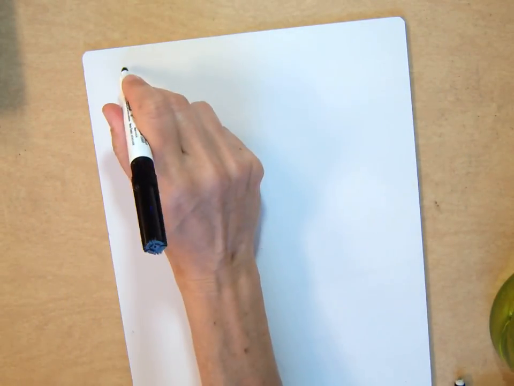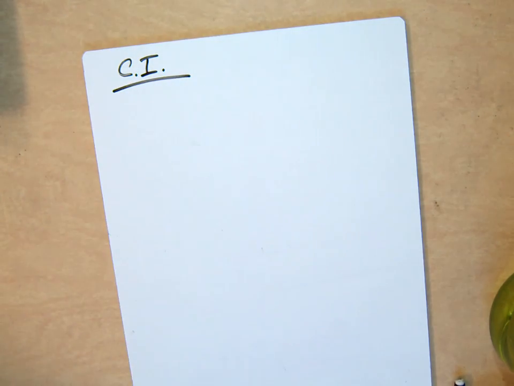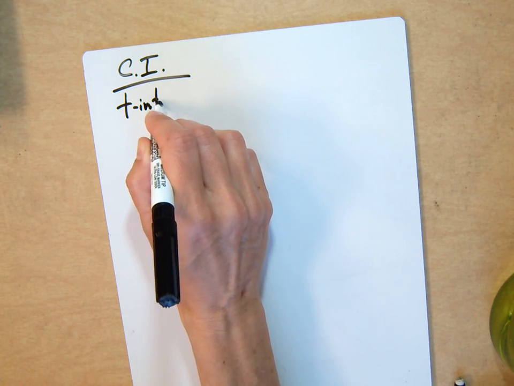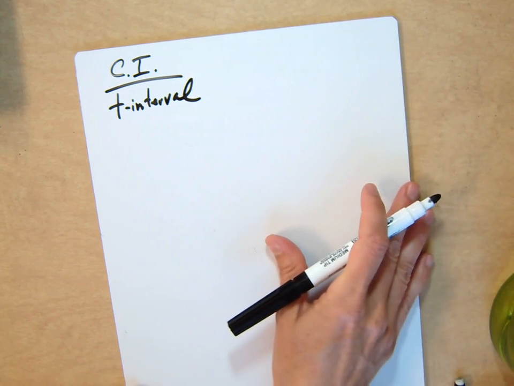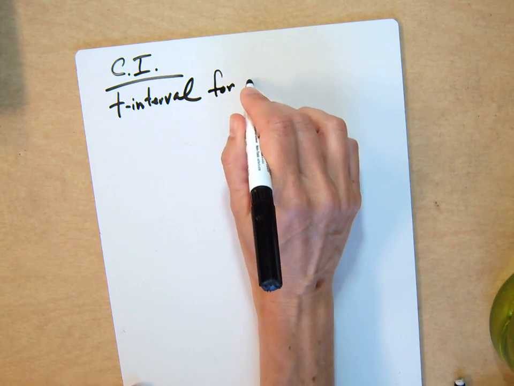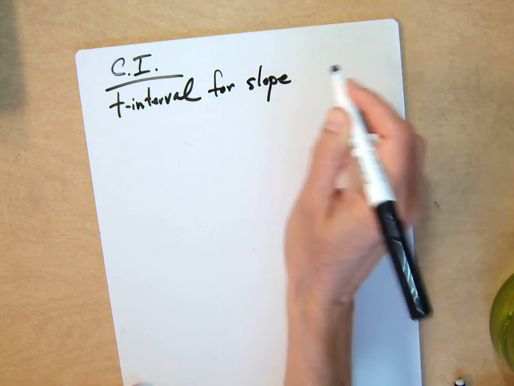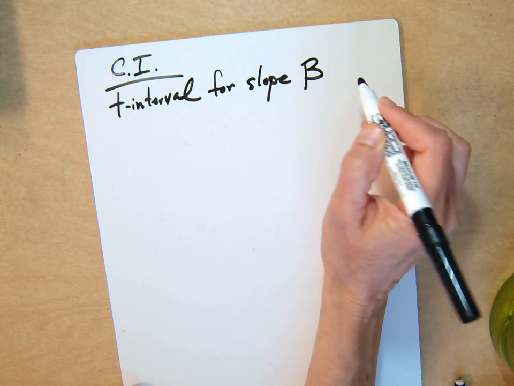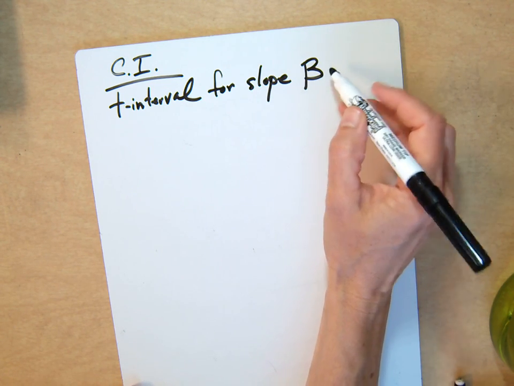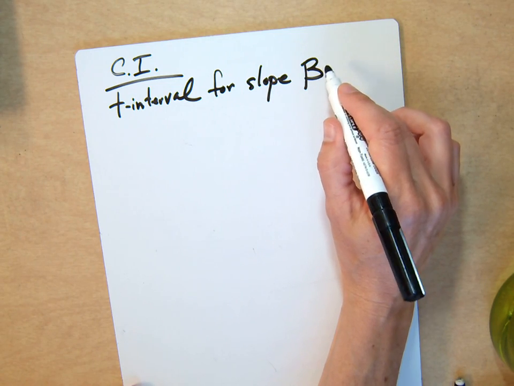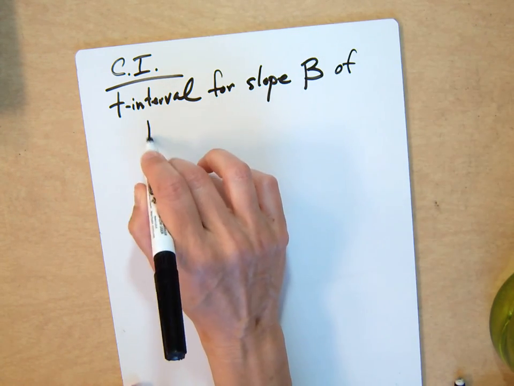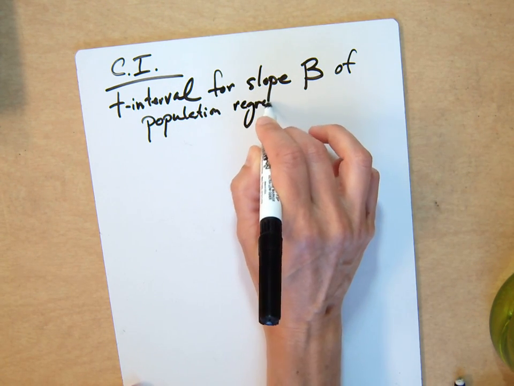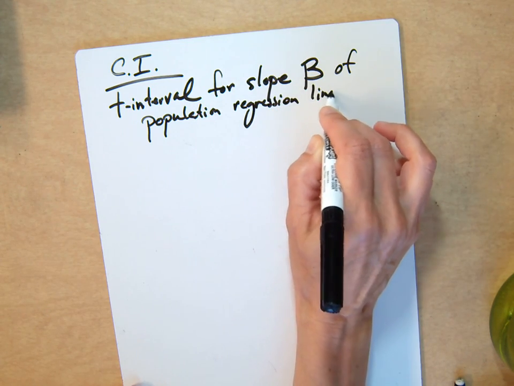Now our formulas for confidence intervals or testing a claim are these. When we do a confidence interval, which you'll do today, and then on Monday we'll do tests, you're going to do the t interval like we did for means, and it's on the slope. That's what we care about: how much change is there in y for every unit of x. Beta is the population slope, the slope of the population regression line.